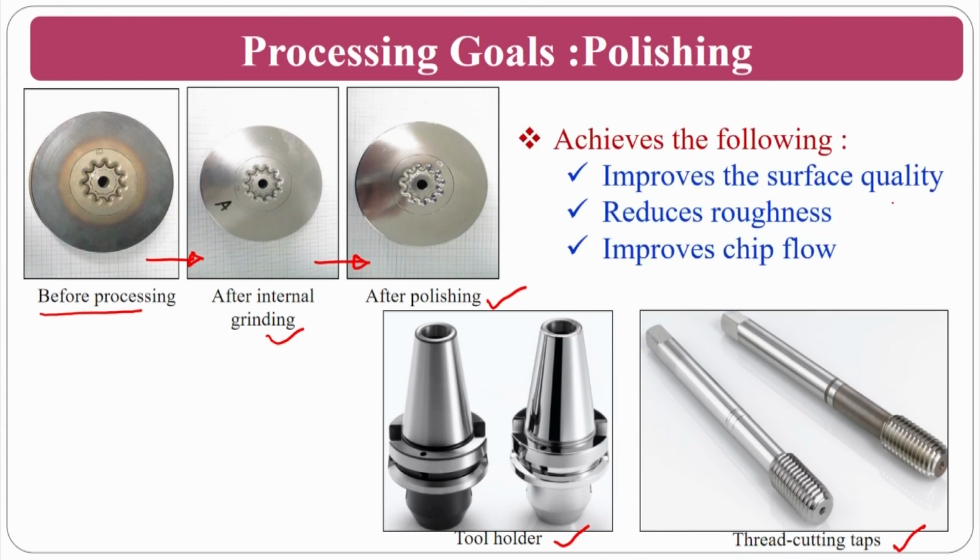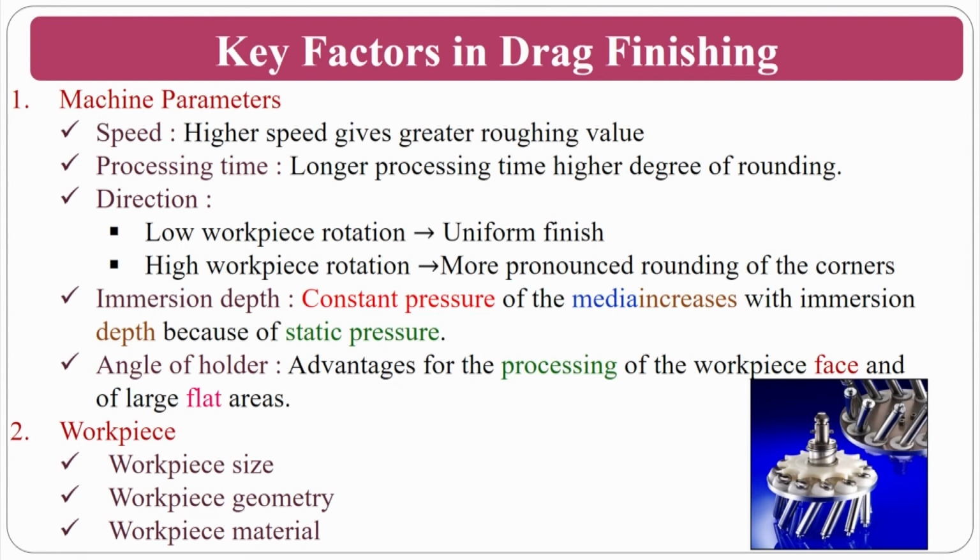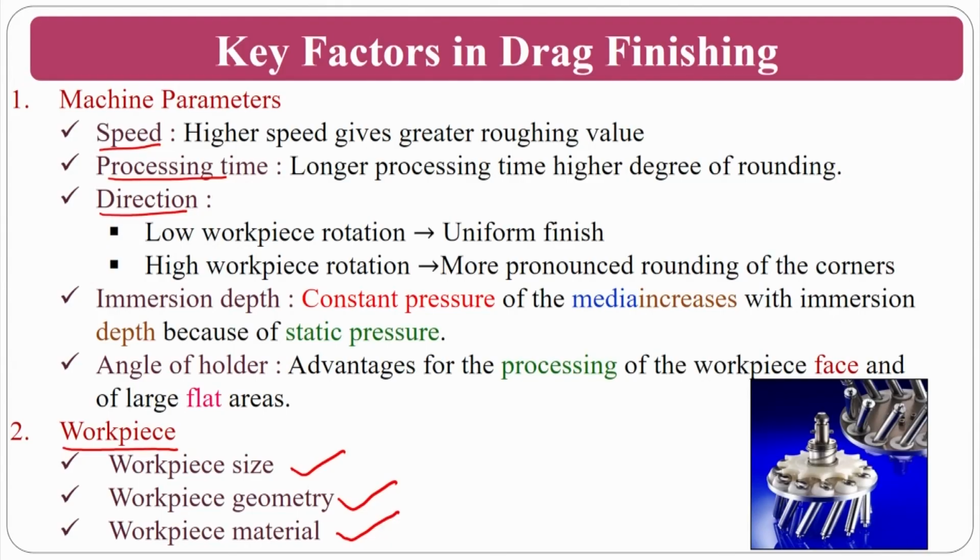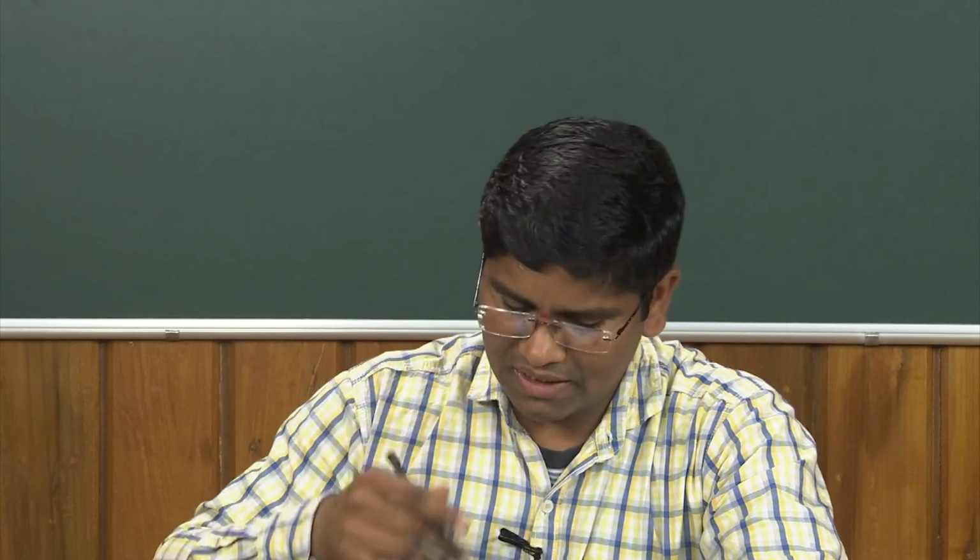This process can improve the surface quality and reduce the roughness. This is the most important, because as a finishing process the roughness has to go down, and it improves the chip flow also. So in the drag finishing process, the key things are machining parameters like speed, processing time, direction. At the same time, in the workpiece, you have workpiece size, workpiece geometry, workpiece material, whether it is a ductile material or a brittle material. And in the machining parameters, you have the immersion depth, how much you are going to immerse, whether partially or fully, that is all dependent.